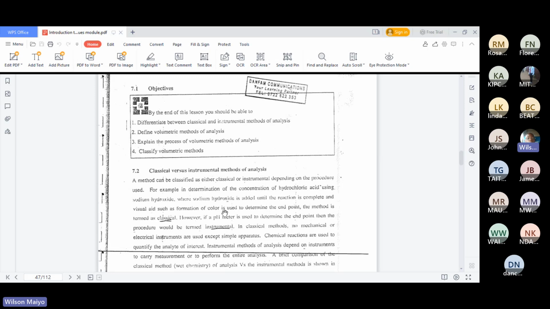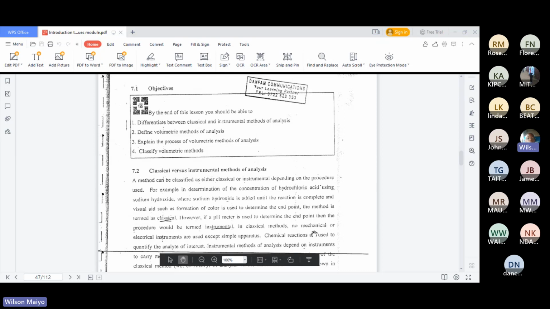But it will turn to be instrumental if we are using a pH meter to determine the endpoint. So where we bring in an instrument to check the endpoint, then the procedure or the method becomes instrumental. Because in instrumental, we actually use an instrument to carry out the determination or the analysis. So if you are doing volumetric titration and you are using a pH meter to check the endpoint, that process is no longer a classical method, but an instrumental method of analysis.